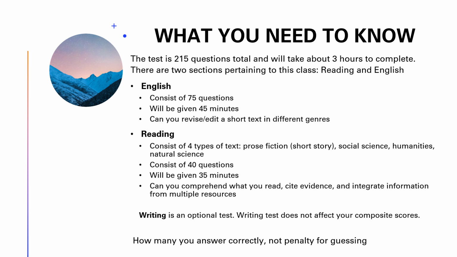In the reading section, you're going to have 4 texts consisting of 4 text types, which are your prose fiction, your social science, your humanities, and your natural science. You're going to have 40 questions from those 4 different texts, and you're going to have about 35 minutes to answer them. So they want to know, can you comprehend what you read? They want to know, can you cite evidence, and can you integrate that information from different sources?